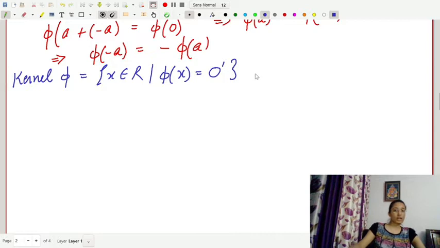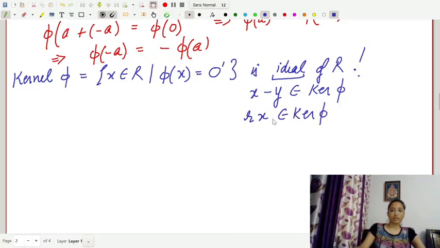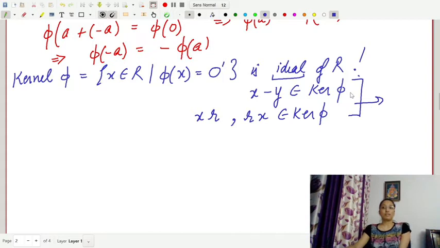Now the kernel of phi is an ideal of R. It can be easily shown. For the properties of an ideal, first, take any two elements x and y, then show that x minus y belongs to the kernel of phi. And second, if r belongs to capital R, then rx belongs to the kernel of phi, where x belongs to the kernel of phi, and xr belongs to the kernel of phi. Then we can say that it is an ideal of R.